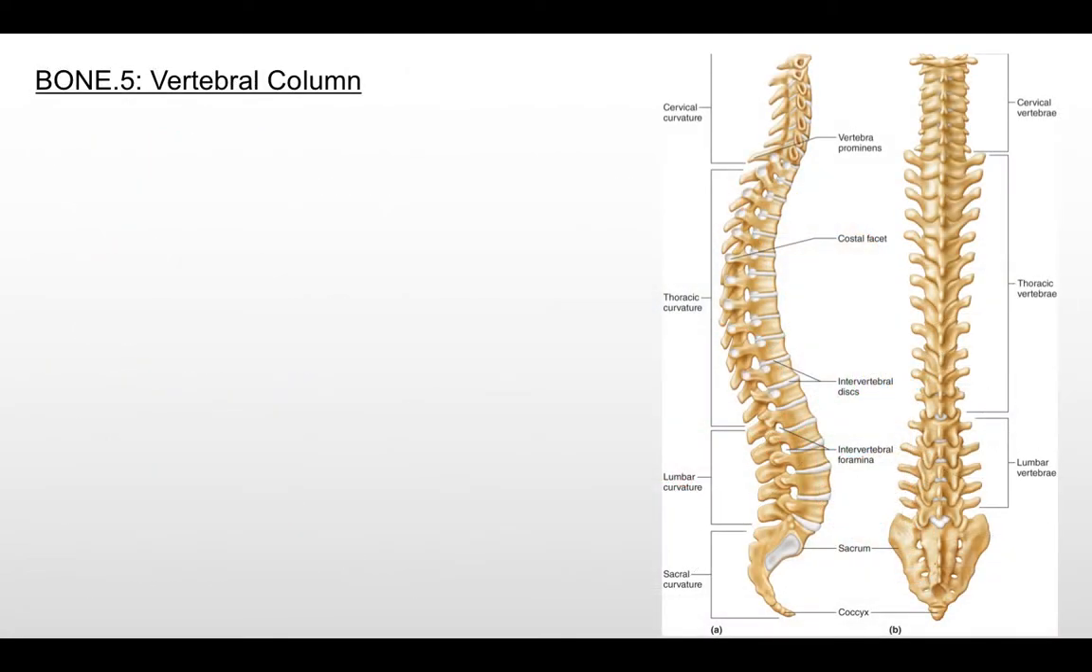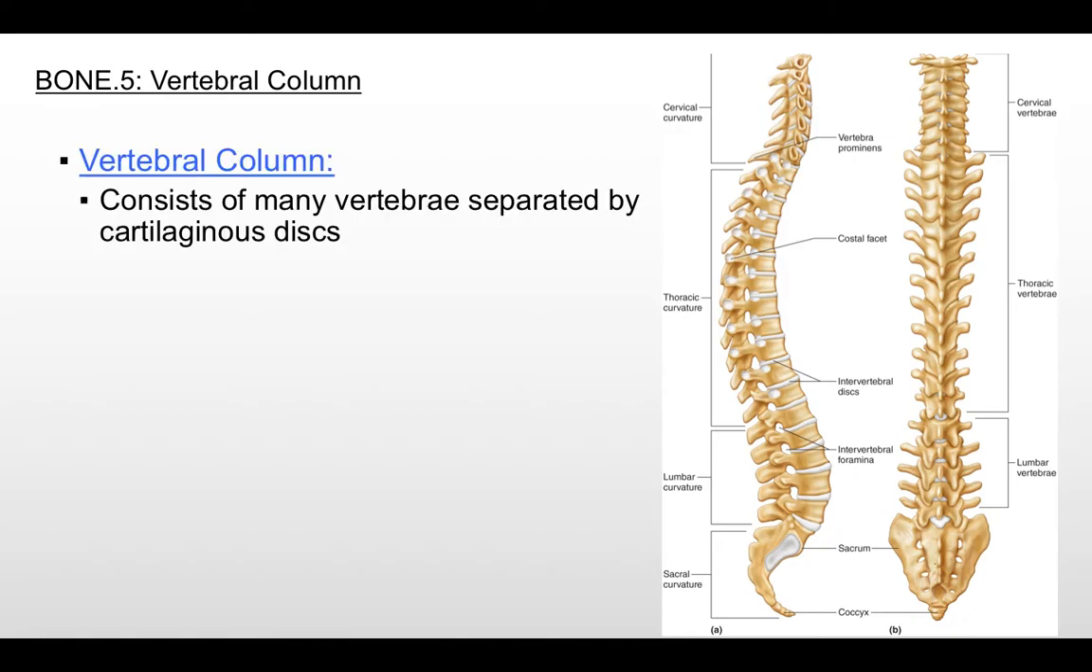All right, aside from the skull, the axial skeleton includes also the vertebral column, so your spinal column. There are a lot of different vertebrae here, and in between every single one, in white, is a little cartilaginous disc. It is made of that shock absorbing fibrocartilage, and it allows you to have a little range of motion, but mostly it acts as a shock absorber.